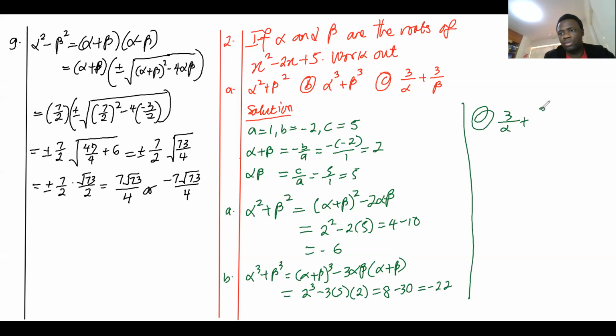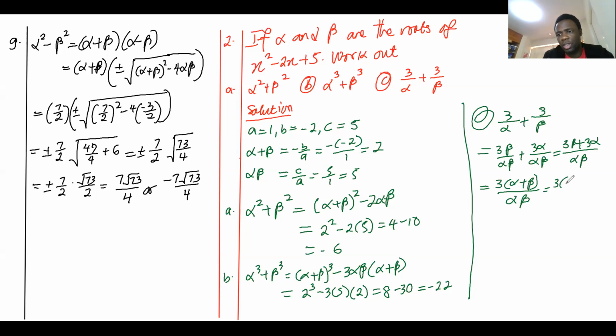And the last one might be, don't be confused. It's not a big deal also. So you want to make sure they have the same denominator. Remember, you multiply by beta, beta, alpha, alpha. So this is going to be 3 beta divided by alpha beta. This is going to be 3 alpha divided by alpha beta. So basically it's 3 beta plus 3 alpha over alpha beta. So you can factorize 3 and rearrange. So I have this. And that is 3 times 2 divided by 5, which is 6 over 5. So that is what I expect you to have.